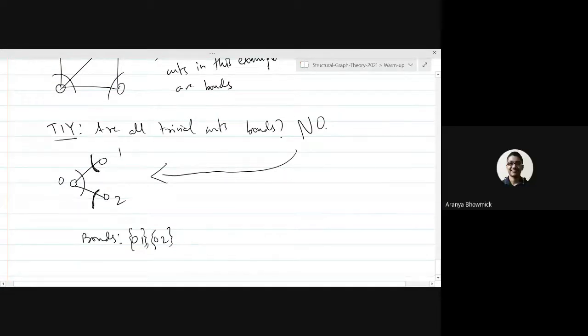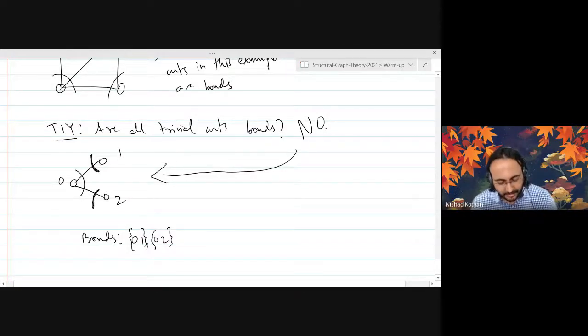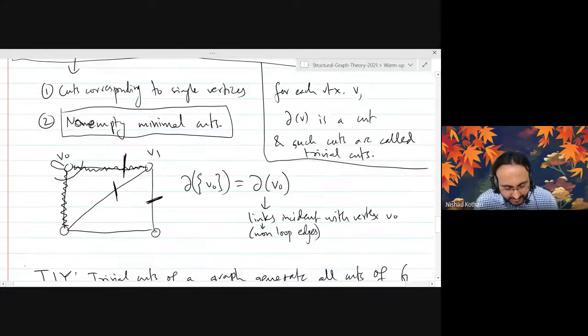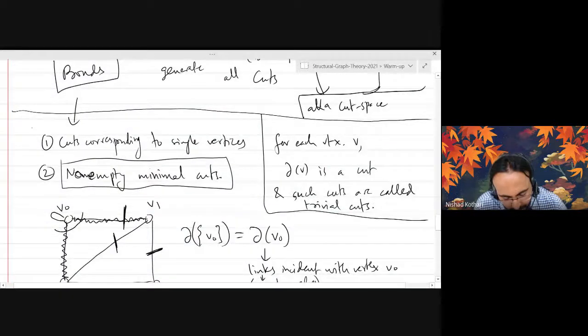Basically, is the converse true? Every bond is a trivial cut? Nope. That is also not true. So these two alternatives that you suggested are both actually different ways of generating the cuts.